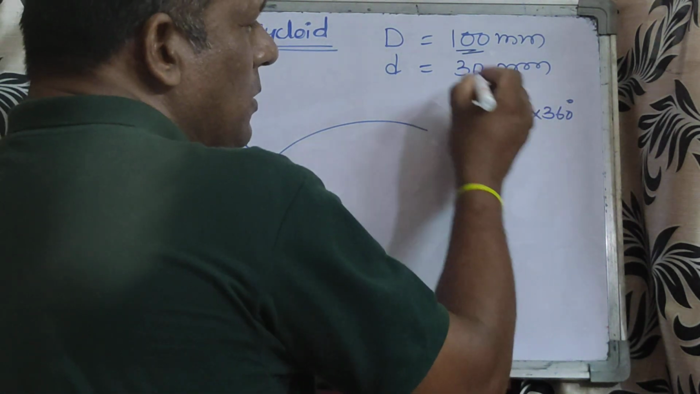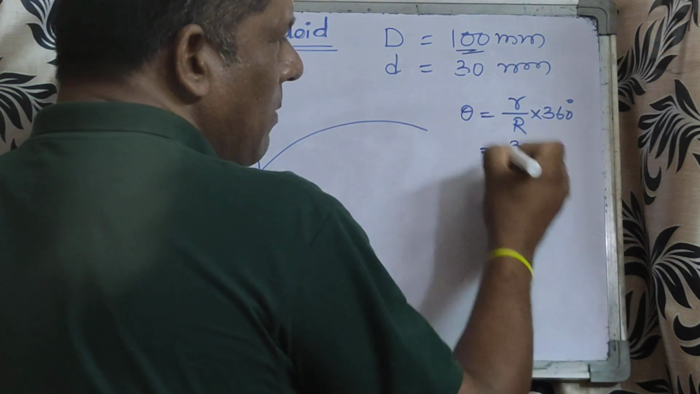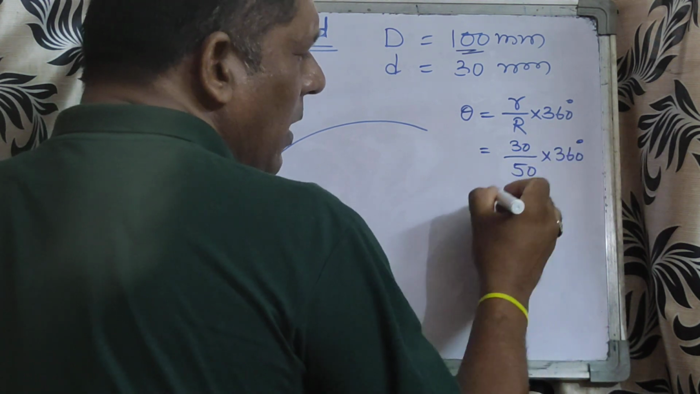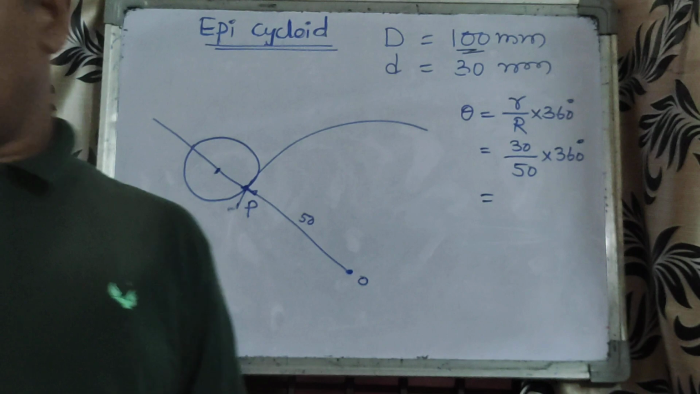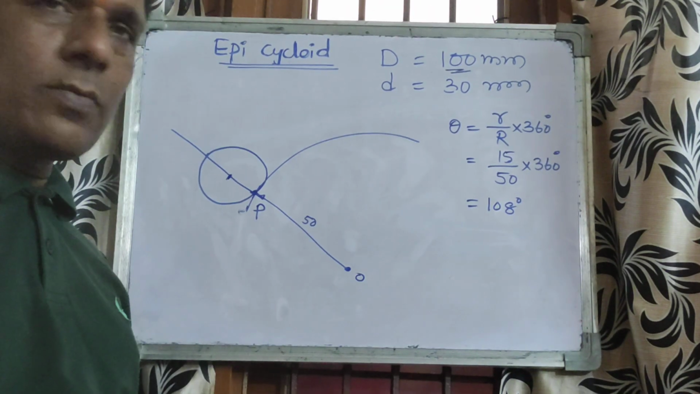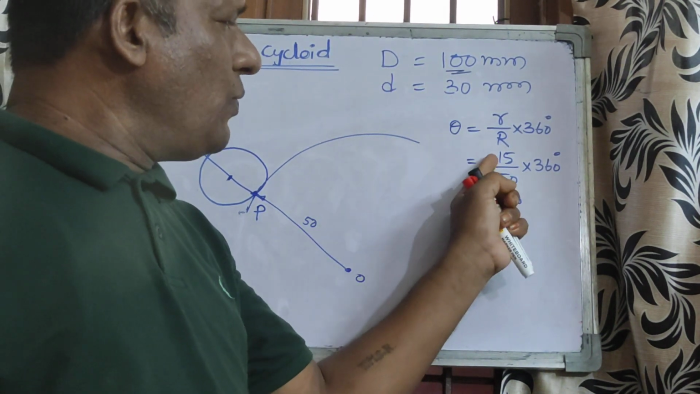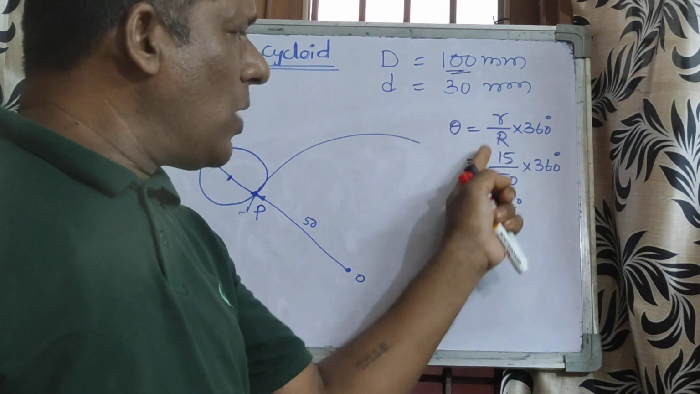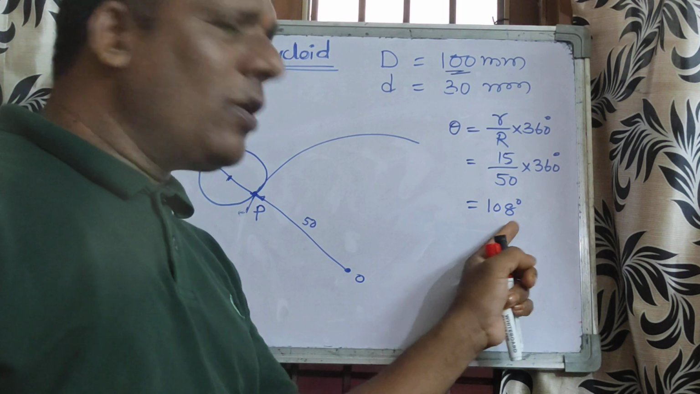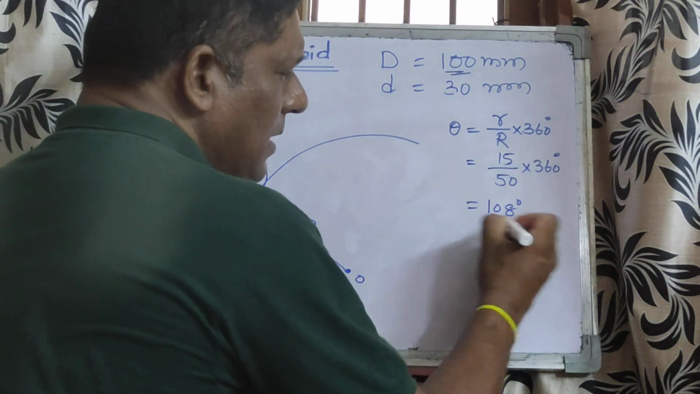So small r means how much? This is the diameter. Small r means half of 30 mm, so 30 mm by 50 mm multiplied by 360 degrees. Okay. So calculate this, all of you. So here, the small diameter is 30, so the radius is equal to 15, and the big diameter is 100. So capital R is equal to 50. So 15 by 50 into 360. So you will get 108 degrees. Like that you can calculate. So 108 is the angle.